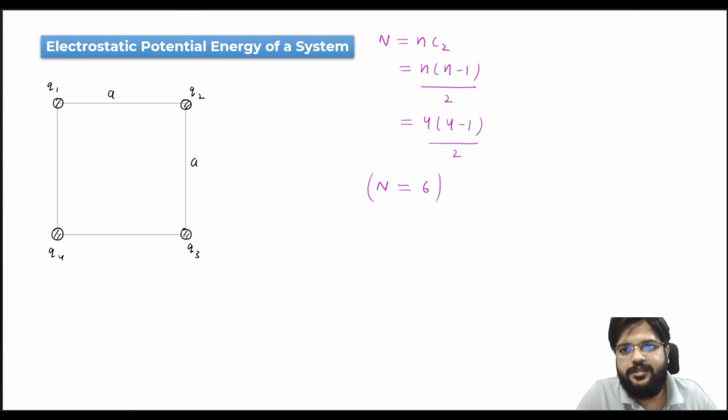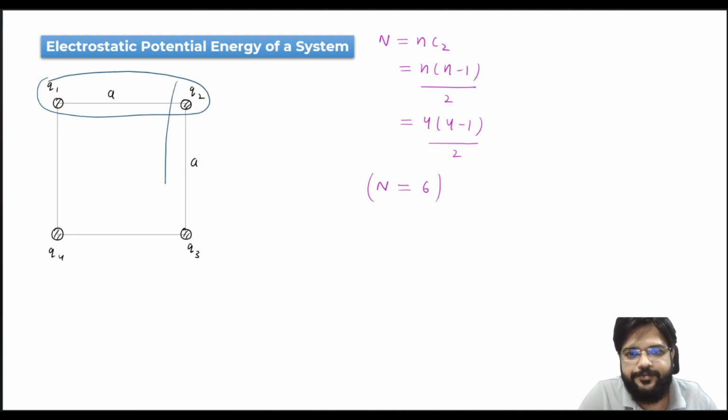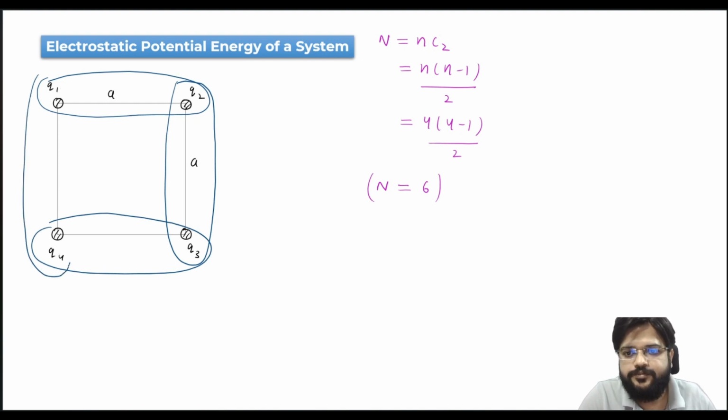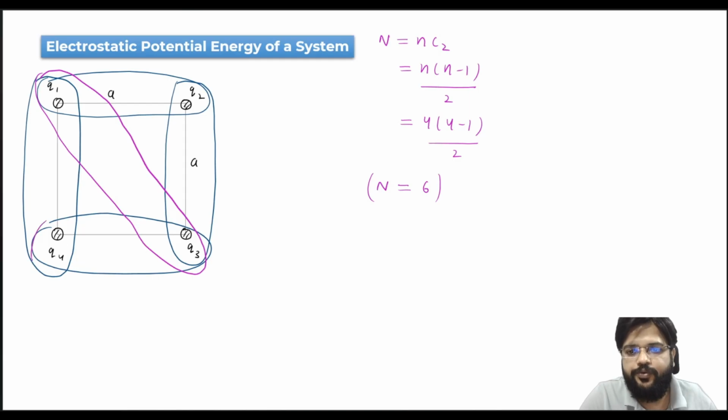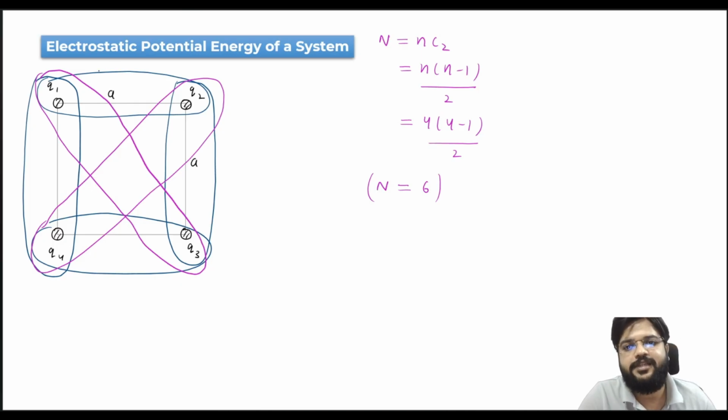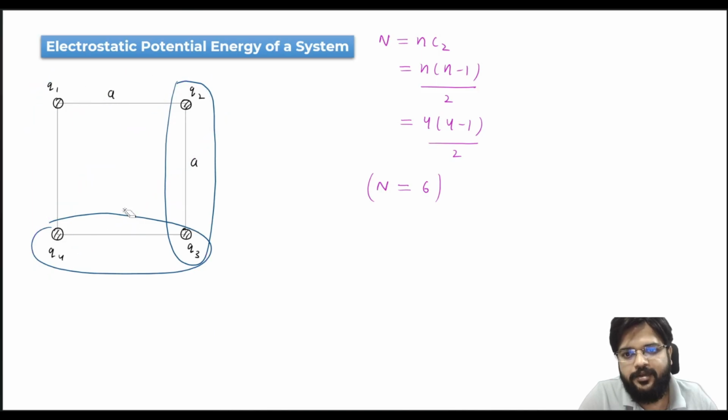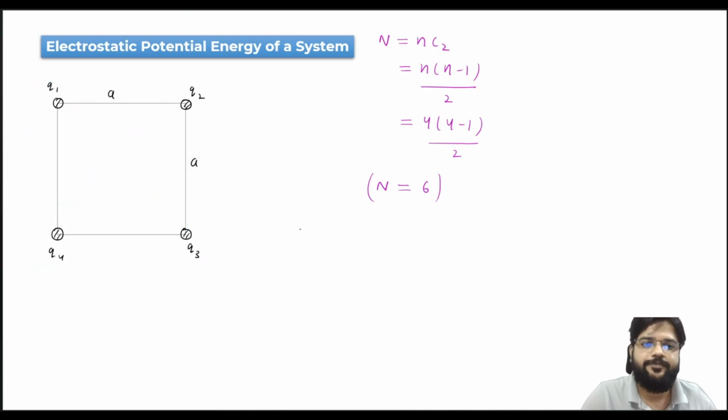Correct? And let's see it. So the first pair we have is Q1 and Q2. Second is Q2 and Q3. Then Q4 and Q3. And then Q1 and Q4. Correct? And then Q1 and Q3. And then Q4 and Q2. So in total how many pairs do we have here? It is 6, everyone. So one by one we will write the potential energy for all the pairs and we will add. Then we will get the potential energy for the system.